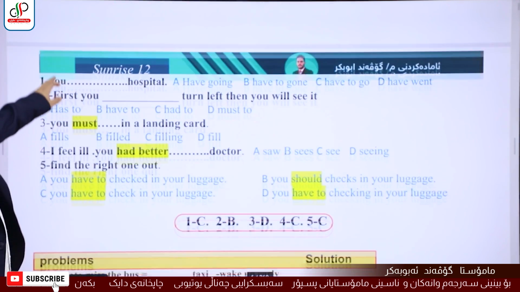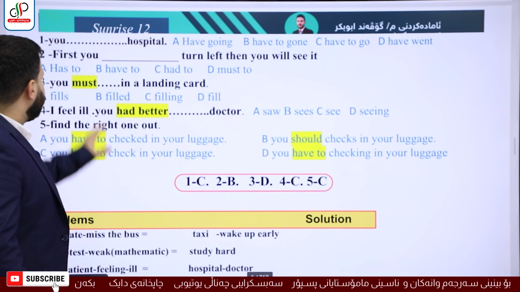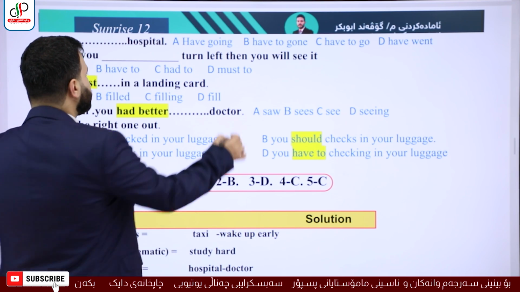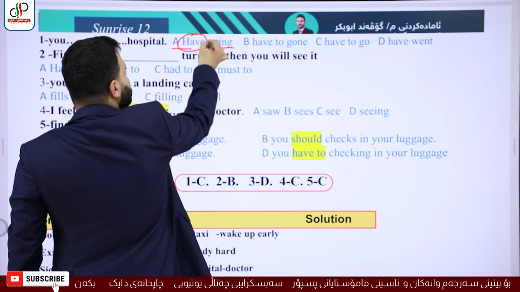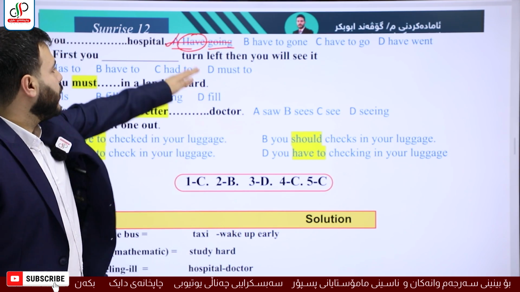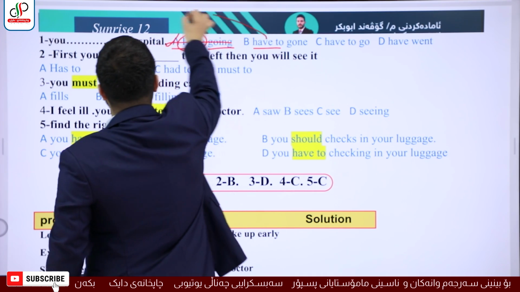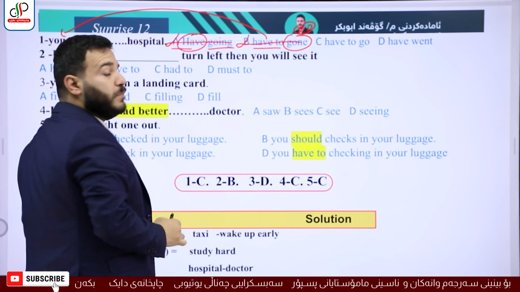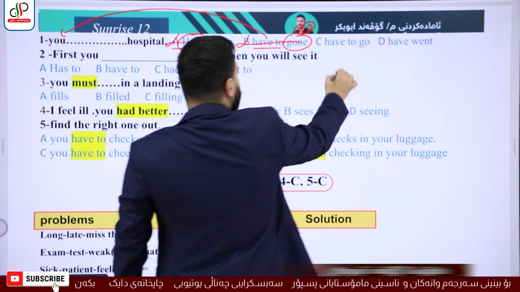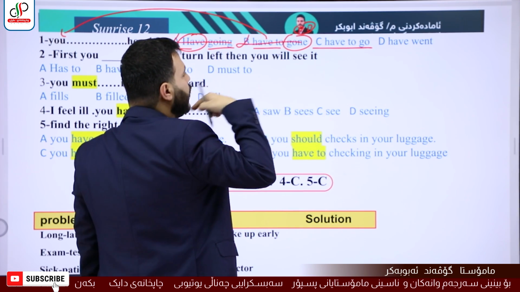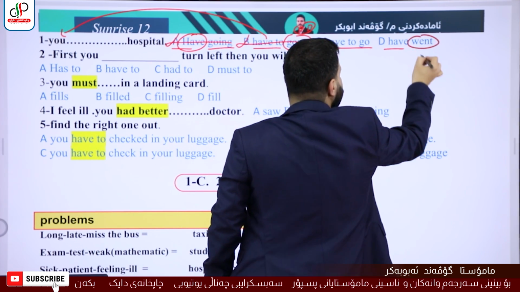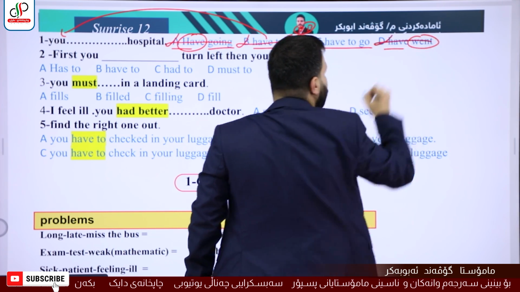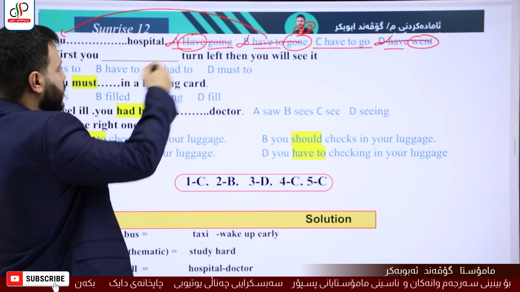Let's do some examples together. For example, the first one: "You blank hospital." "Have going." Why is this one wrong? We don't use ing with have. That's why A is wrong. And "have to gone." Have to is correct, we use have with you. But gone is a past participle. It's not a base form. That's why B is wrong. Let's see. This is "have to go." Yes, you have to go to hospital. Yes, it's right. But is "have went" right? No, because went is a past verb. It's not a past participle. That's why you have to take out D.